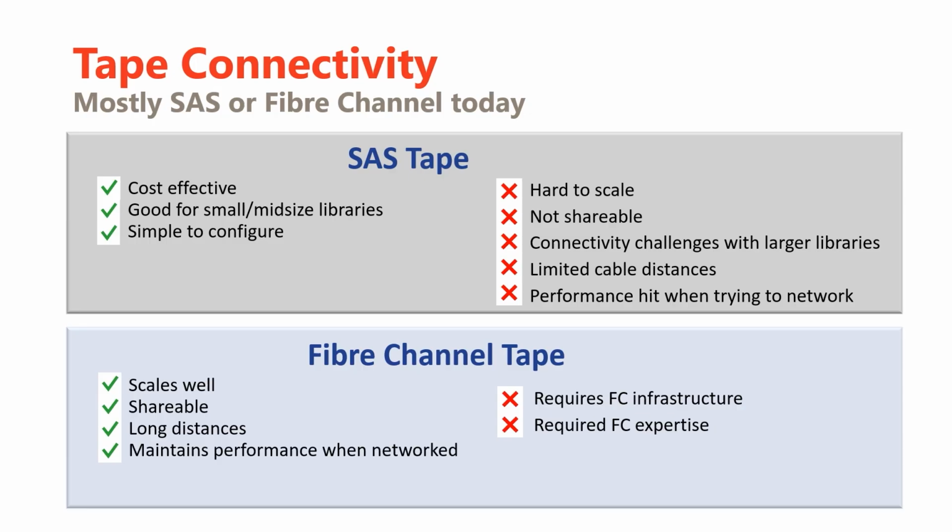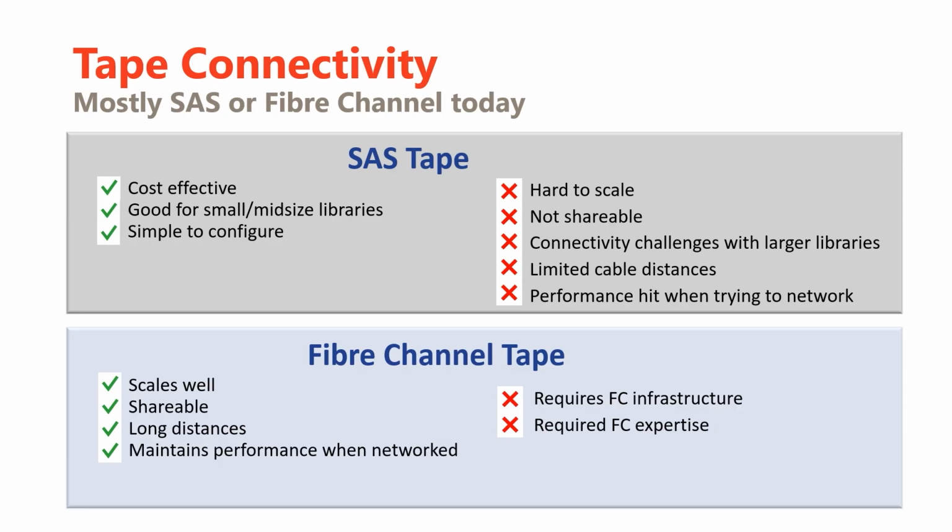Fibre Channel tape connectivity, on the other hand, addresses some of the shortcomings of SAS, although it comes at a much higher cost. The Fibre Channel protocol is designed from the ground up to be shareable and can maintain performance over the storage area network with the ability to go over much longer distances. But Fibre Channel does require Fibre Channel expertise and a Fibre Channel infrastructure, including expensive Fibre Channel switches and cabling.